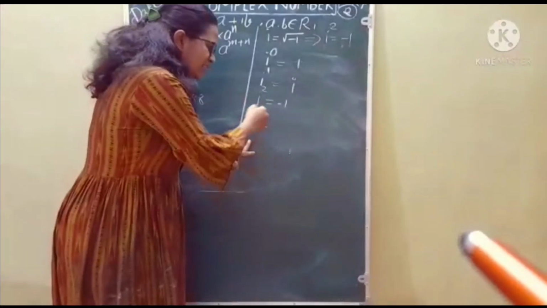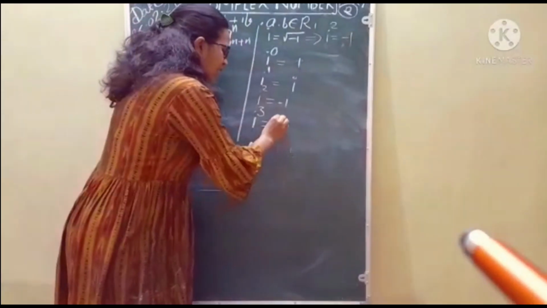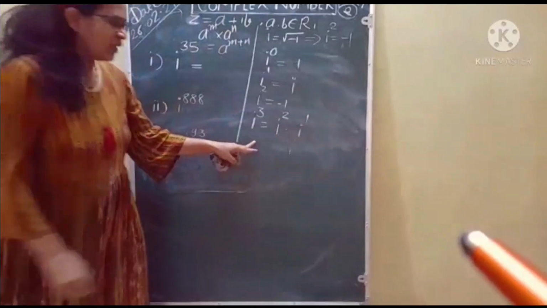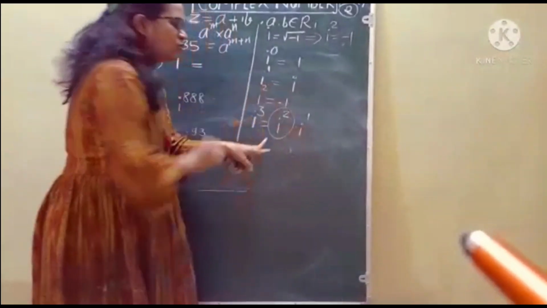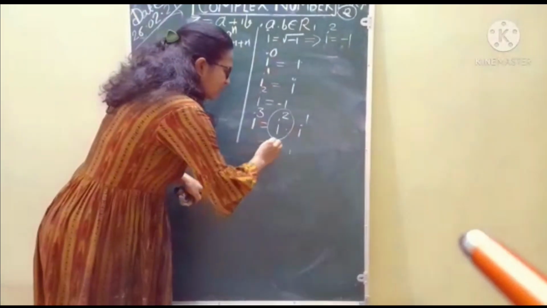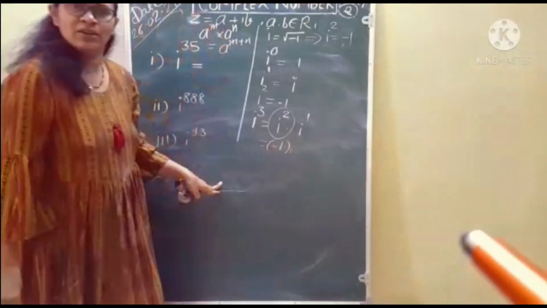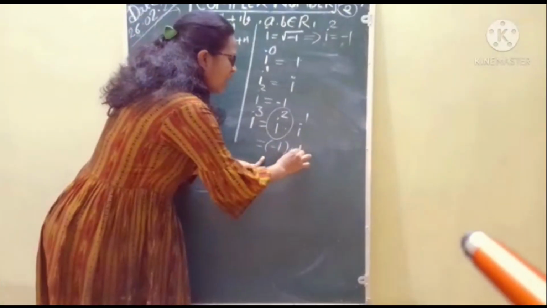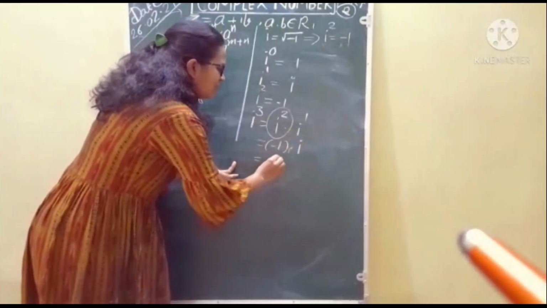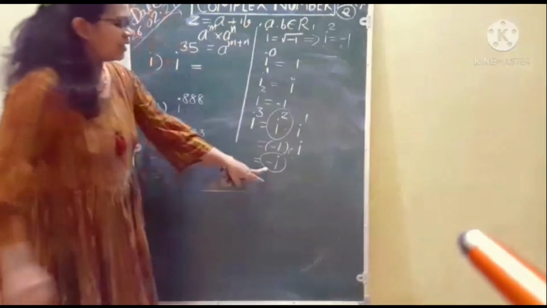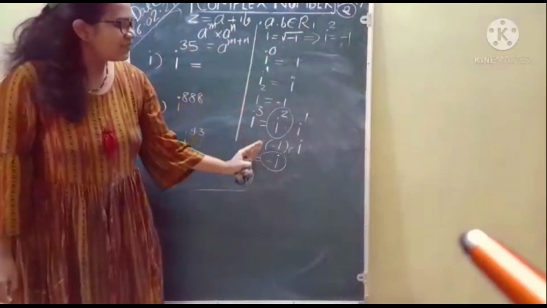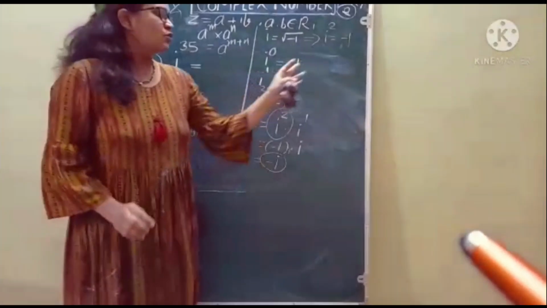So we can separate i to the power 3 as i to the power 2 into i to the power 1. We easily know the value of i square, it is minus 1, so we can substitute here i square is equal to minus 1, and minus 1 into i. Therefore the answer is minus i, the value for i to the power cube. So in this way you can calculate so many powers.